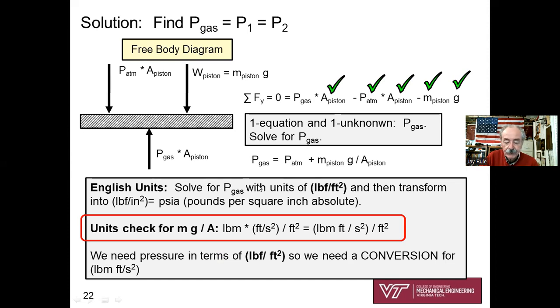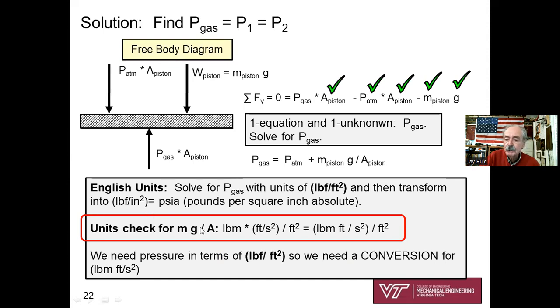P atmosphere. I want to give you some advice: when you're solving for pressures in the English system, throughout this whole class, I suggest that you work in pounds force per square foot, not pounds force per square inch. This is my recommendation. If you're asked to give a result in psi, pounds per square inch, you'll go back and do a units conversion. But in these detailed calculations, I strongly recommend you work with pressures in pounds force per square foot, and then transform into psi.